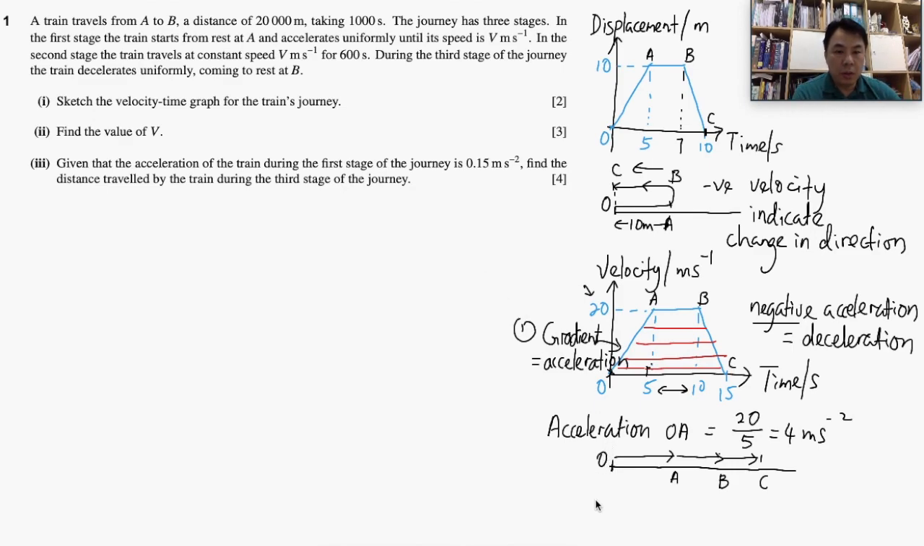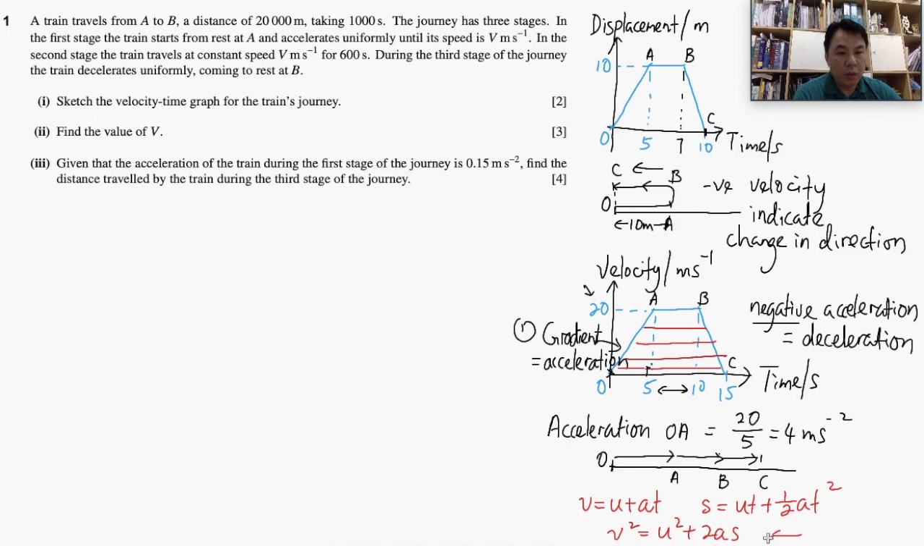So here I'll try to write down some of them so that we can refer to later on. Right now, take for instance, we have V equal to U plus AT. This is one of them. And then you also have displacement, UT plus half AT square. And then of course you also have V square equal to U square plus 2AS.